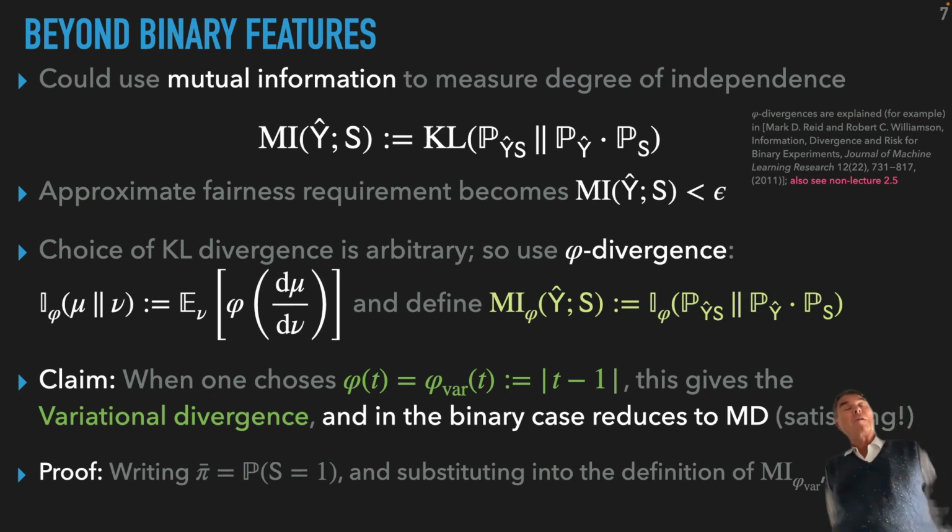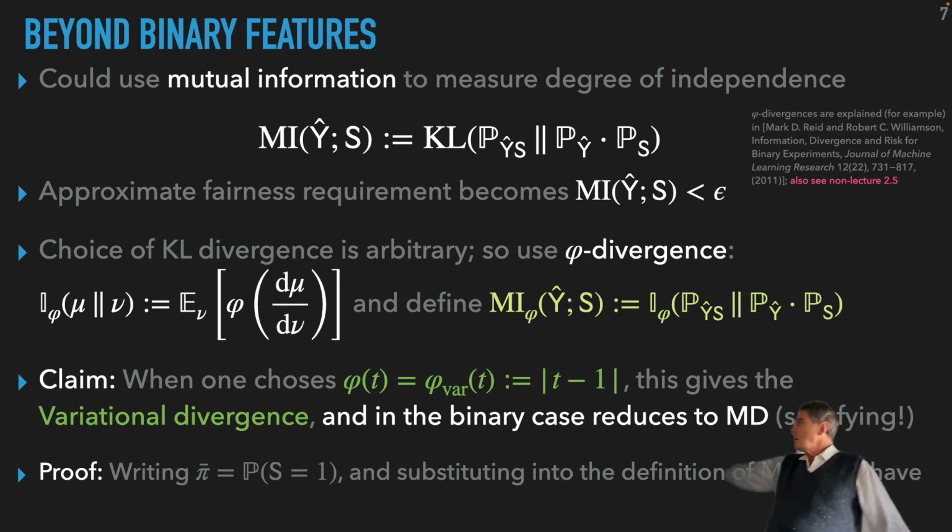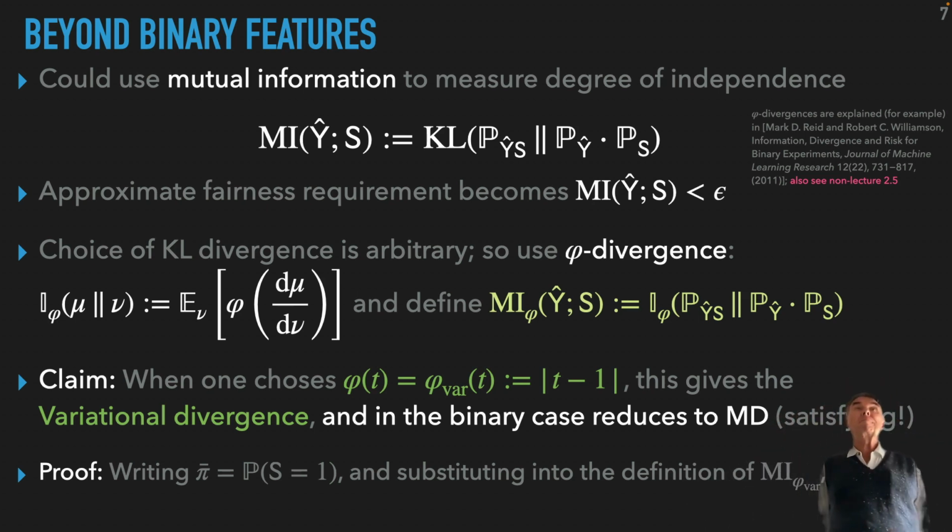Now, as I said, phi of t equals t log t gives you KL divergence, which is the one you're most familiar with. There's another divergence which is arguably more basic, and the proof of that claim is in the reading I'm giving you for next week. And that is when you choose phi of t to be the absolute value of t minus 1. To visualize that, it's a function on the positive real line, and it's just a V. It's equal to 0 at 1. When you choose that, you get a thing called the variational divergence. That's its name.